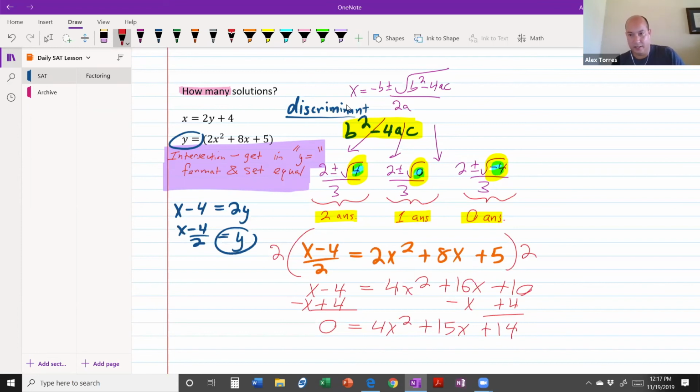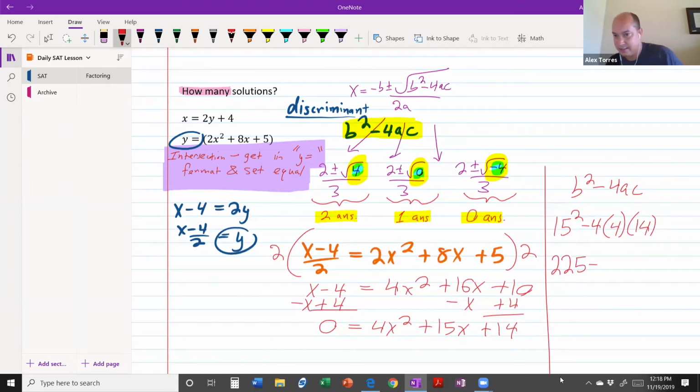And now we're going to deal with the how many solutions. So we need b squared minus 4ac. And we're going to judge whether that answer is positive, negative, or 0. So 15 squared minus 4 times a, which is 4, times c, which is 14. So 225 minus 4 times 4 times 14, whatever that is. So 224. And the answer ends up being 1 for the discriminant.